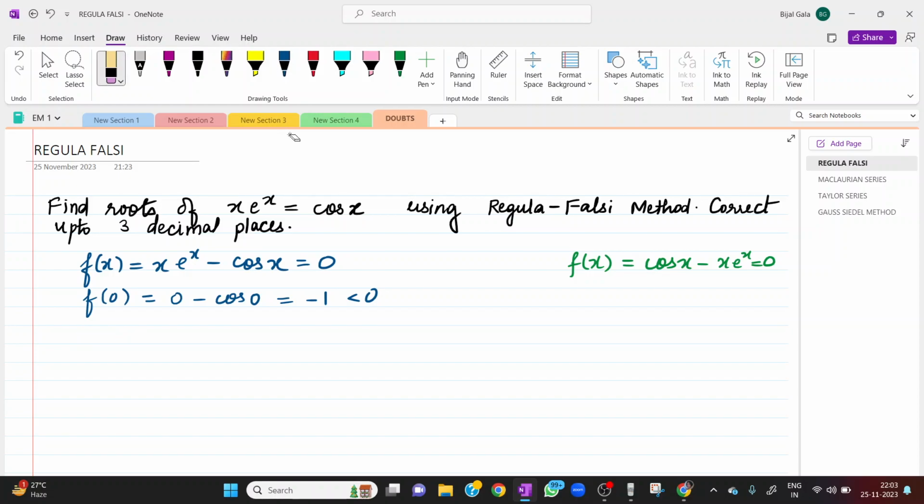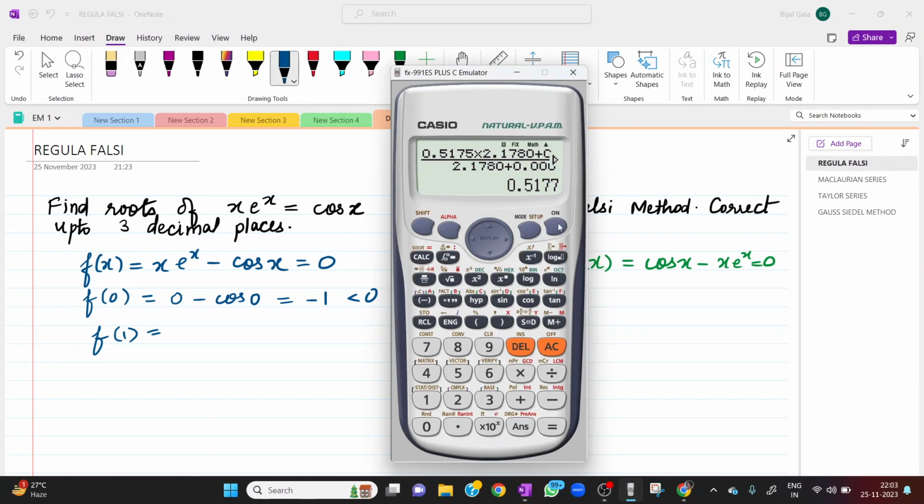Now when I'm calculating f of 1, let's understand this 1 will be in radians. Whenever we are dealing with cosine, sine and things like that, if the question does not mention degrees anywhere, then you have to take radians. Okay, so I have already fixed my calculator in radian mode. If you haven't, please fix it to radian mode. Okay, so let's calculate now.